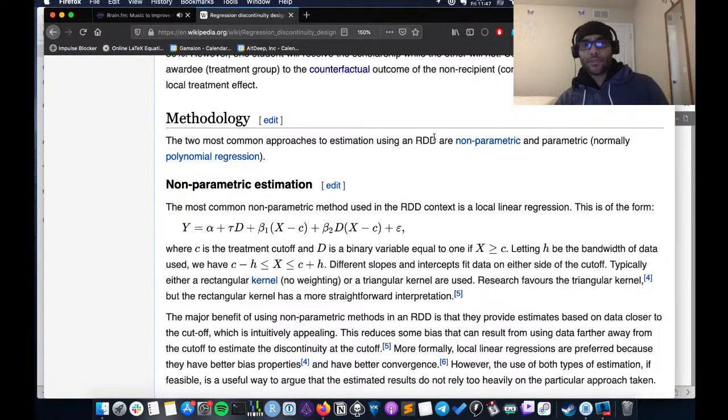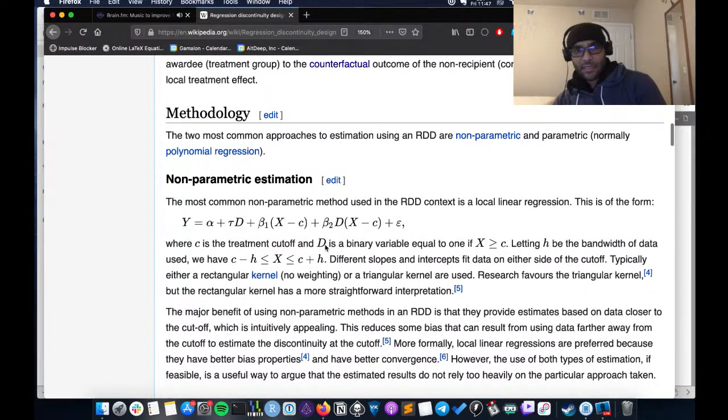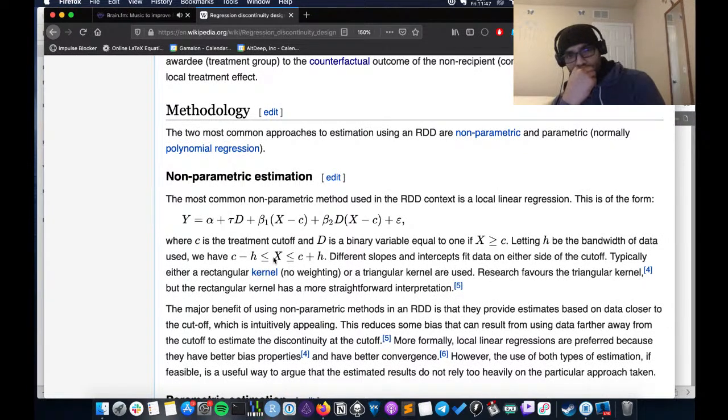The most common approaches to estimation using an RDD are nonparametric and parametric. The most common nonparametric method used in the RDD context is local linear regression. All right, so we have alpha plus delta D plus beta 1 (x minus C) plus beta 2 D (x minus C) plus epsilon, where C is the treatment cutoff. So we're kind of centralizing on the cutoff. D is a binary variable equal to 1 if x is greater than the cutoff. H is the bandwidth of the data used.